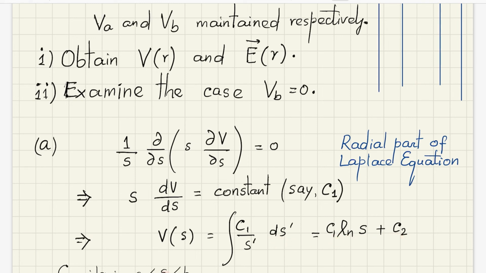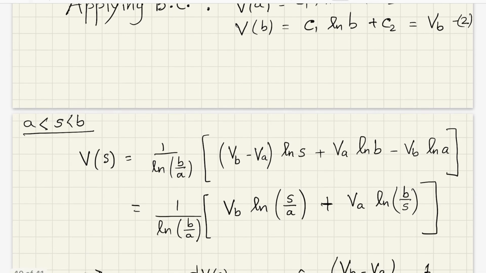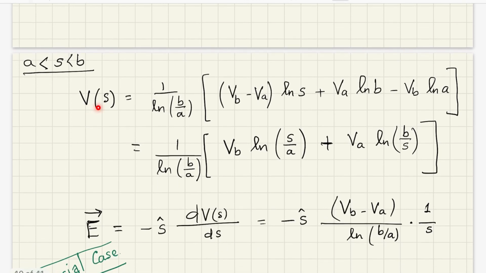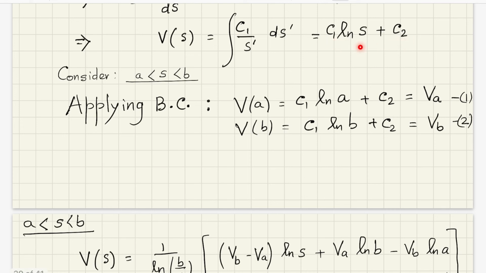C2. Now let's consider the region S between the two concentric cylinders. We apply the boundary conditions: V of A is C1 ln A plus C2 equals VA, and V of B is C1 ln B plus C2 equals VB. Simple two equations, and we can solve that. That gives me V of S. I can write it down in terms of constants, find out C1 and C2, and plug into my general solution.